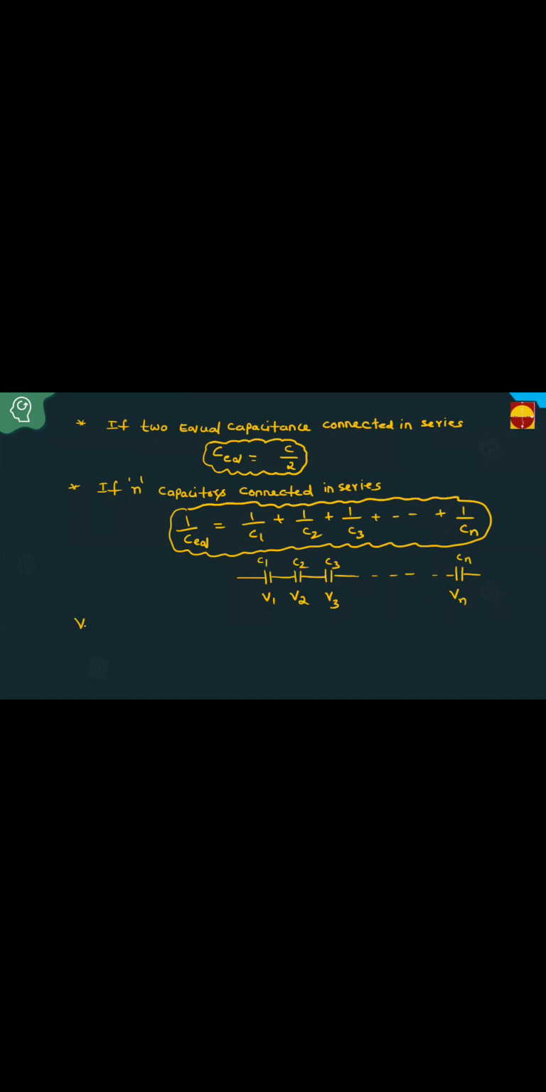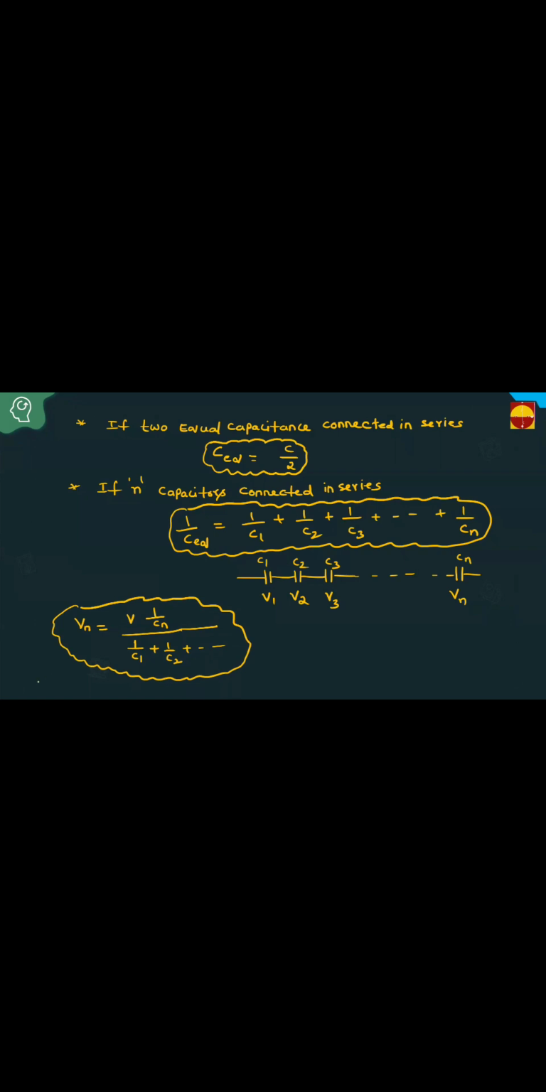Voltage across the nth capacitor equals V into 1 by Cn divided by, an important formula, 1 by C1 plus 1 by C2 plus and so on. Very important formula: not V into Cn, but V into 1 by Cn. Because the voltage is V into Zn, and Zn is 1 by j omega C. That's why Vn equals V into 1 by Cn by 1 by C1 plus 1 by C2 plus and so on.